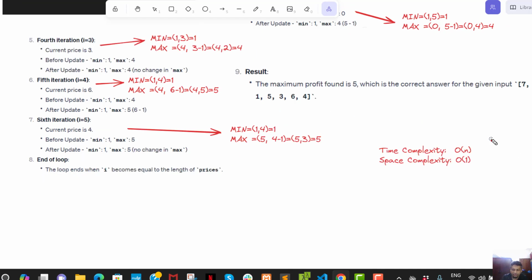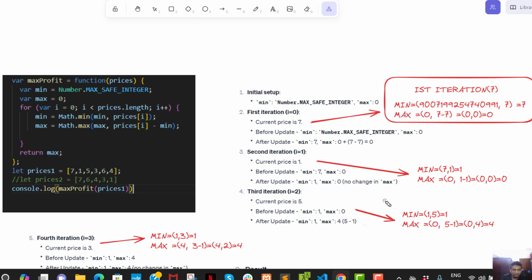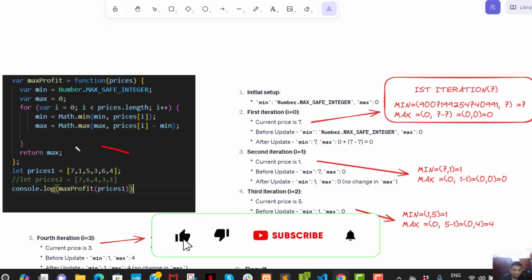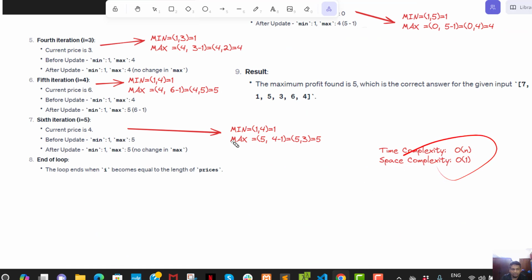Okay. So the time and space complexities are big O of n and big O of 1, because we are running only one loop, and no matter how much you increase the inputs, the variables are still 2. So that's why the space complexity is 1. So let's dive into the code.